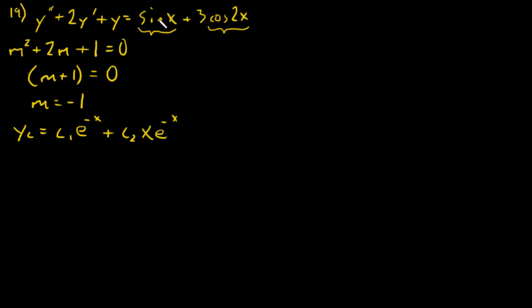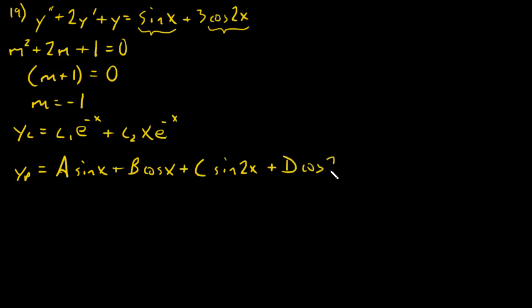They're not the same, so I'm going to have to build my guess with sine x's and cosine 2x's. So here we go. My guess is going to be y sub p equals a sine x plus b cosine x. That takes care of this term. Now we go plus c sine 2x plus d cosine 2x. That takes care of this term.